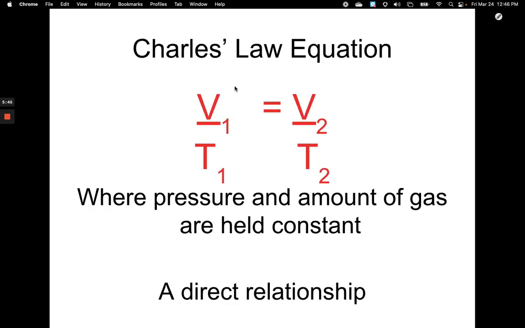So notice how this is different than the inverse relationship of Boyle's law. This is a direct relationship. As one goes up, the other goes up. So again, we're going to give you 3 of the variables, and you'll have to figure out the 4th. Again, V1 over T1 equals V2 over T2, where the pressure and amount of gas are held constant, and T is always in Kelvin, a direct relationship.